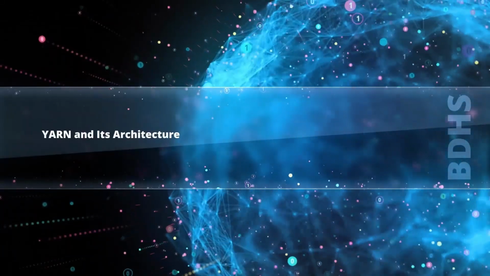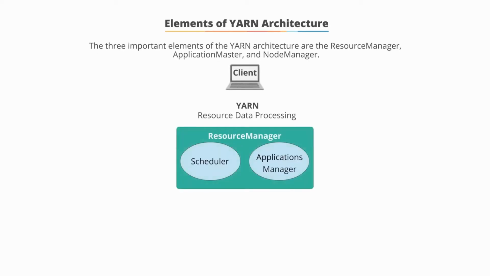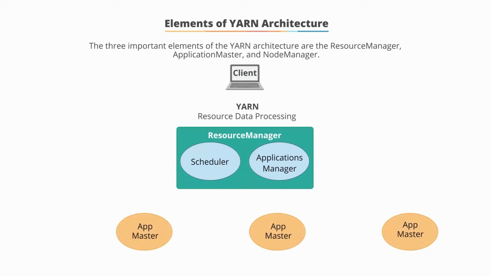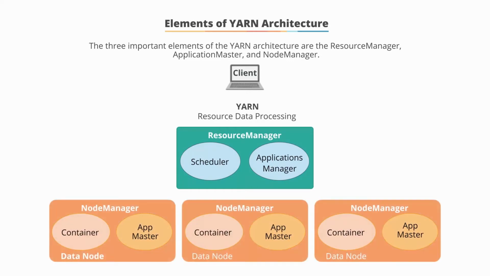Yarn and its architecture. Let's look at the elements of the Yarn architecture. The three important elements are the Resource Manager, Application Master, and Node Managers.